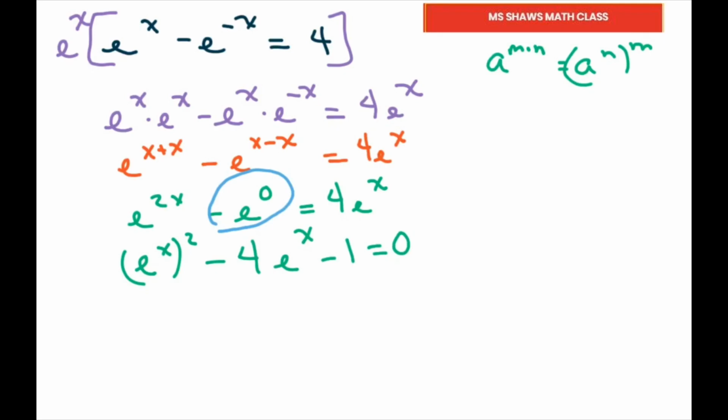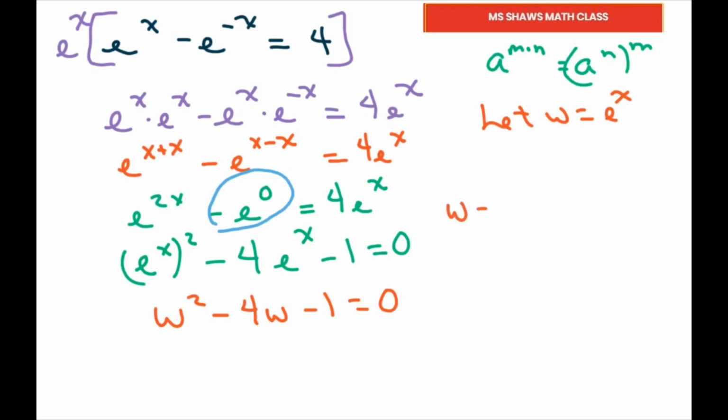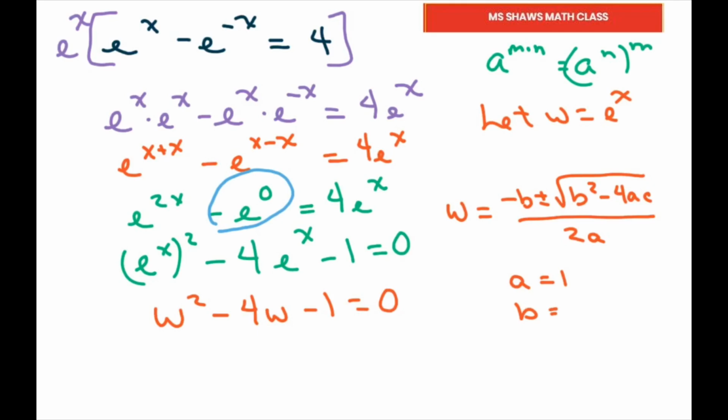Now I'm going to let w equal e to the x and substitute. So we get w squared minus 4w minus 1 equals 0. And we're going to have to use the quadratic formula on this, so w equals negative b plus or minus the square root of b squared minus 4ac, divided by 2a. In our case, our a is 1, our b is negative 4, and our c is negative 1.